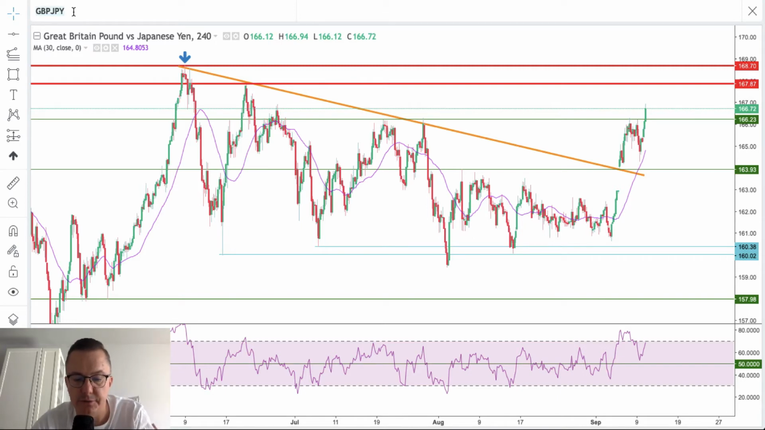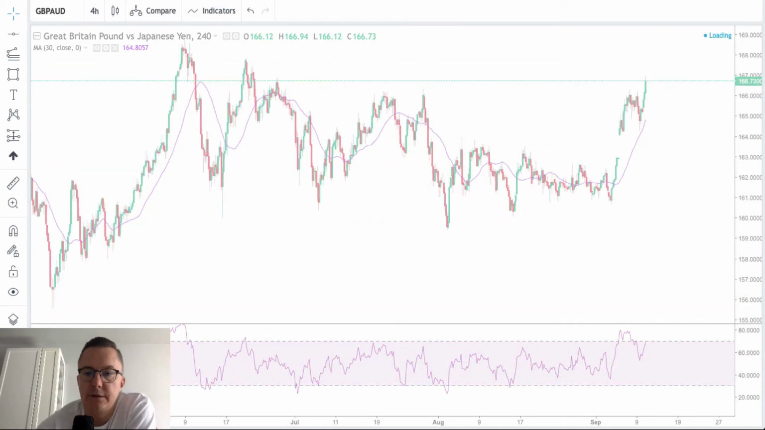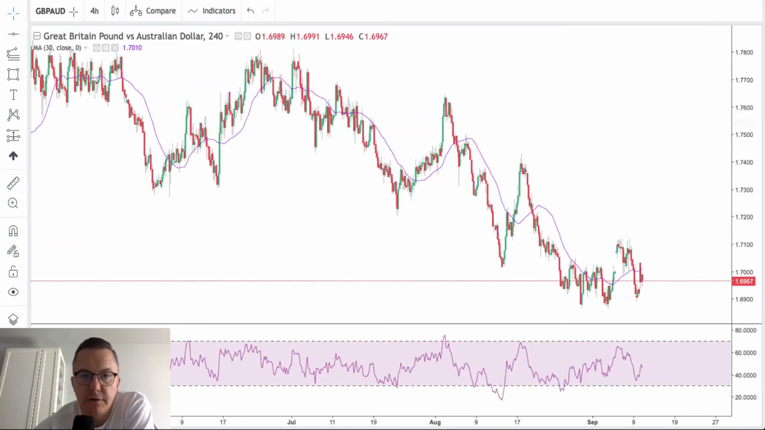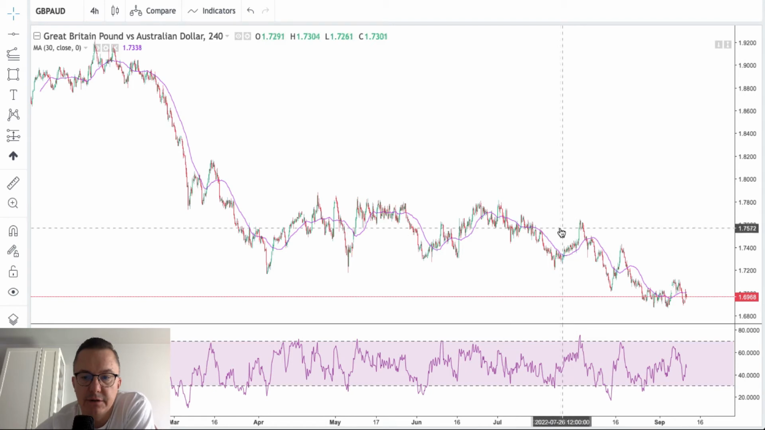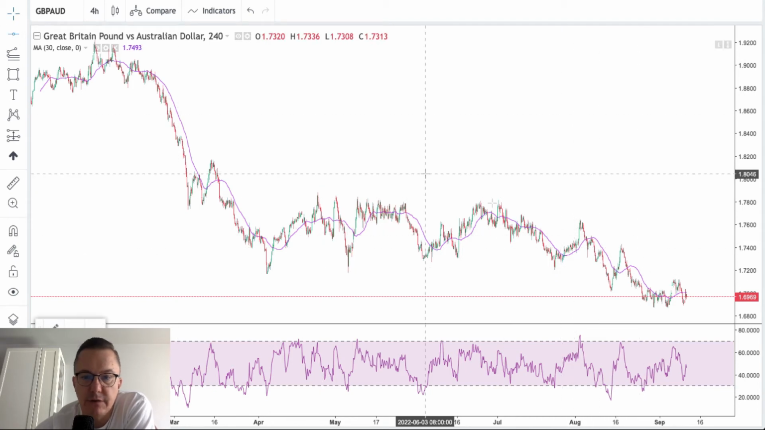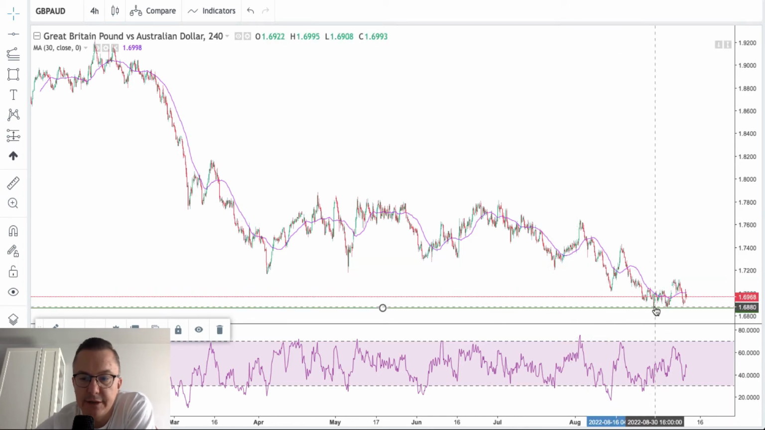Let's find out what is going on with the British pound to Australian dollar. We didn't see this one very often in our analysis. As you can see, there is a clear downtrend on this market as well, right? Maybe not that strong, however it's still present. The recent swing low was done very recently, at the end of August and at the beginning of September.